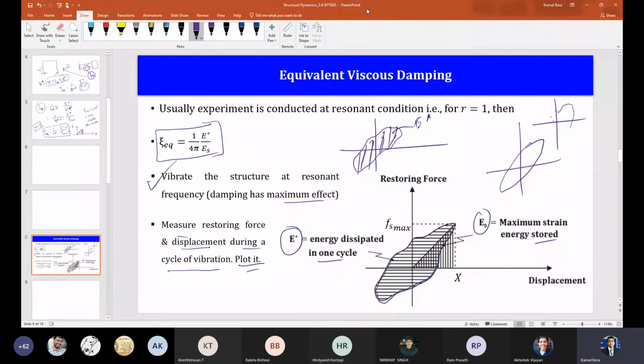So the maximum is here. This triangle part is the elastic strain energy stored, this much is the ES. So I'll put it here and find the zeta equivalent. Once I have the zeta equivalent, then we can find C, which is 2 m omega zeta equivalent. Then we can go back to our equation of motion and solve it very easily. Clear?